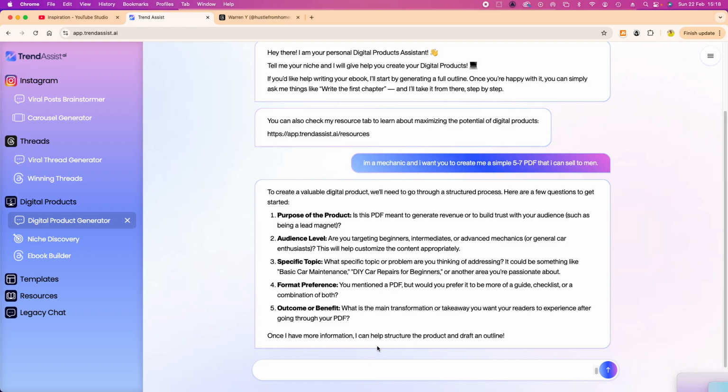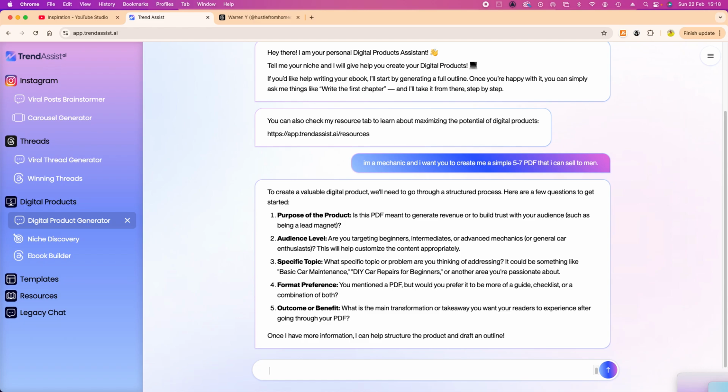Specific topic. What specific topic or problem are you thinking of addressing? It could be something like basic car maintenance, DIY car repair for beginners. I want to say basic car maintenance. Because as a man, I'll tell you, I am useless at fixing cars or anything to do with cars, right? I once asked my mechanic how do I change the battery in the key? He basically looked at me like I was on another planet. So basic car maintenance for men that just want basic maintenance of their car, but they don't know how.